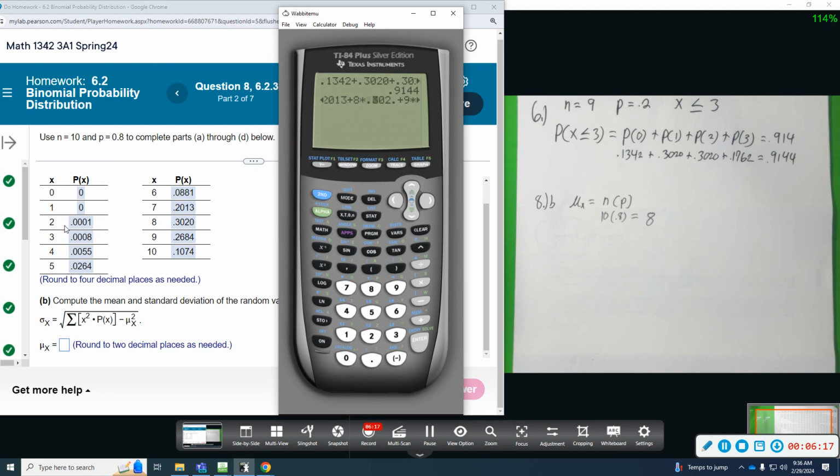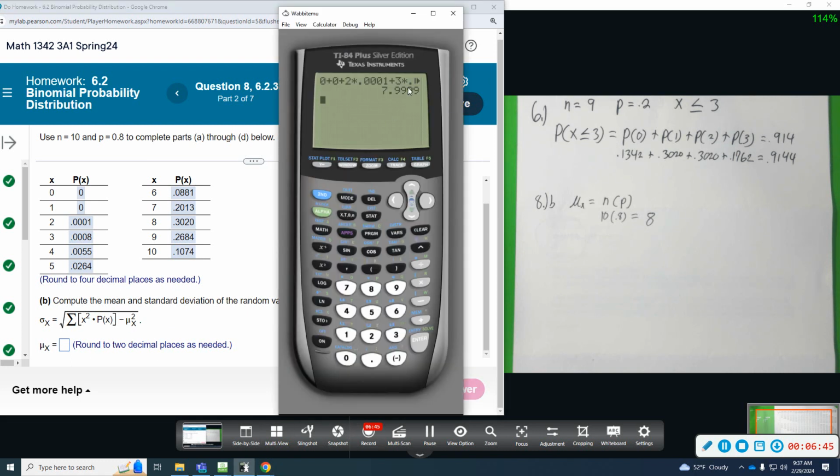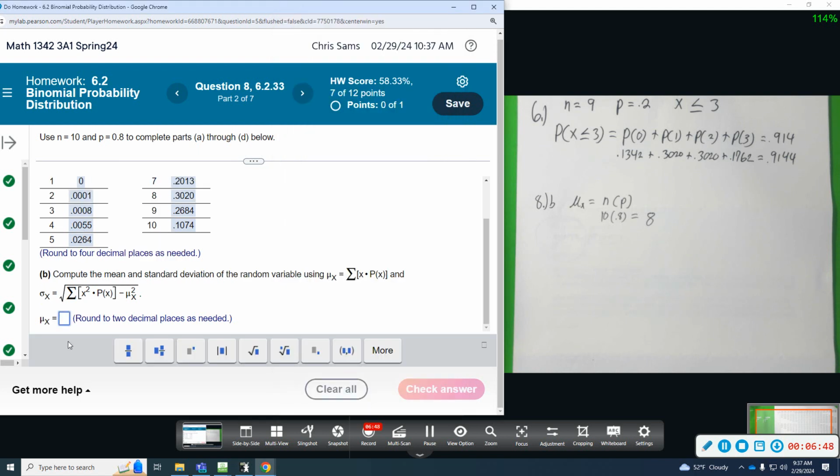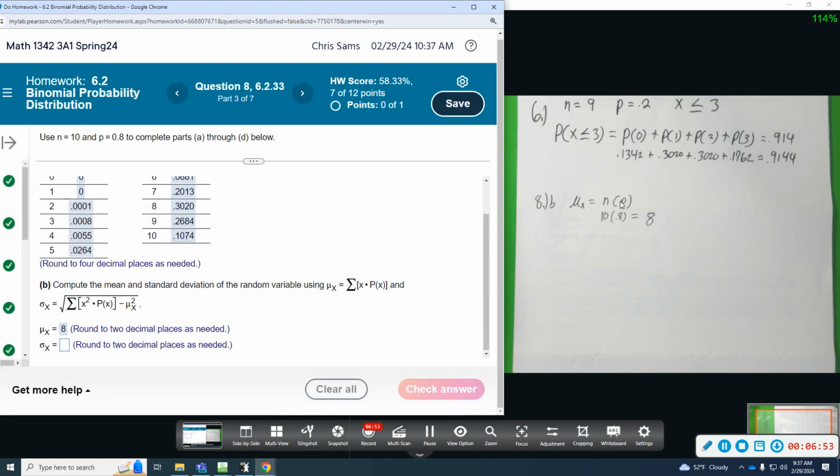You definitely want to double check because there's a lot of data entry right there, to make sure you got it all in correctly. 0.3020, that's fine. 0.2013, okay. I think we got them all in there. If I hit enter, I got a syntax error, because I had another dot in there instead of a 0. So compute, and we get 7.99999, and when we round to 2 decimal places, the 9s round up and carry over, so we end up with 8, which is the same thing we would have got if we just did n times p.